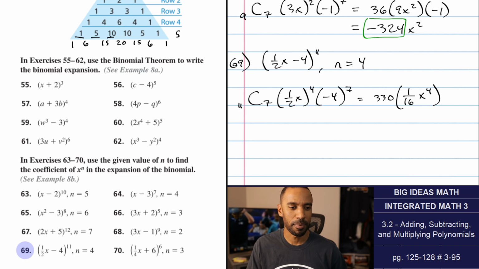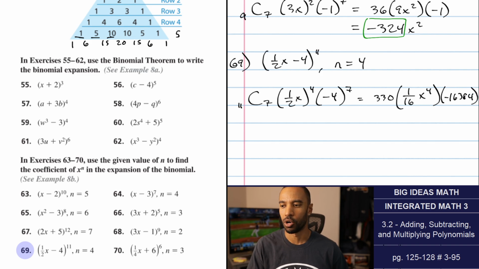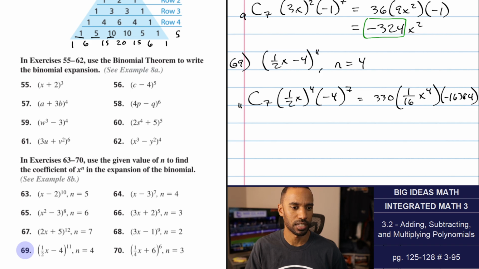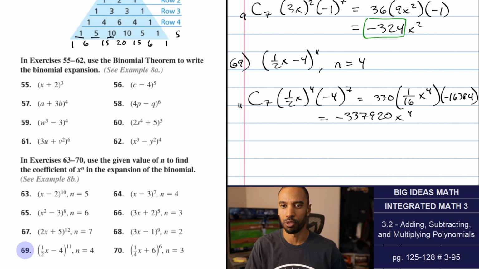Once I was like, I'm going to divide by 16, good, the numbers will get smaller. Well, nope, this is −16384. So we have to do 330 divided by 16 times 16384, and it's negative. We got negative, I guess it's kind of big, negative 337920, and that's x to the 4th power. So negative 337920. Let's put a comma there.